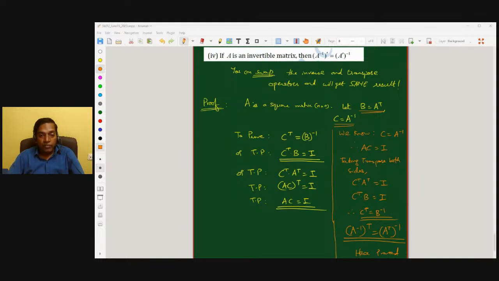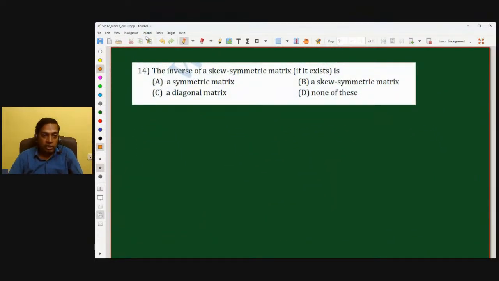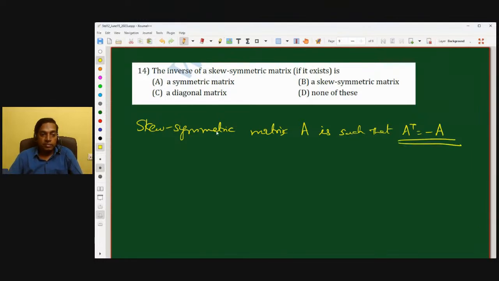So now what we can do is try and do the question. You have some idea of how to deal with inverses and transpose, defining a new matrix where necessary. That's what I have done. So please go ahead and do question 14, inverse of a skew symmetric matrix. What is a skew symmetric matrix? Remember, a skew symmetric matrix A is such that A transpose is minus A. What can you say about the inverse of a skew symmetric matrix? That is the question.